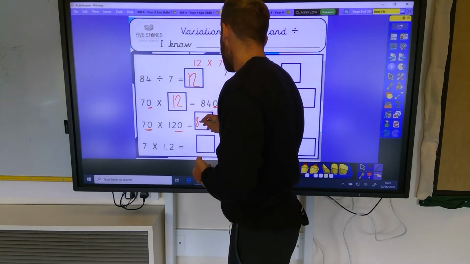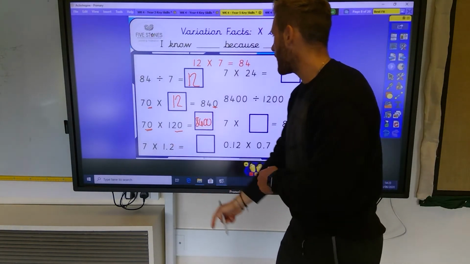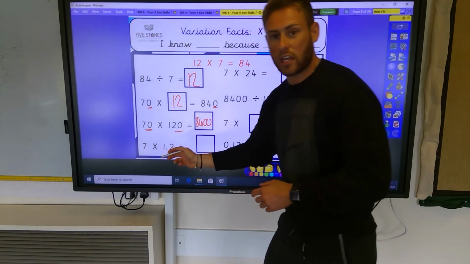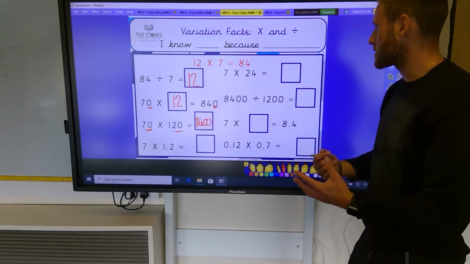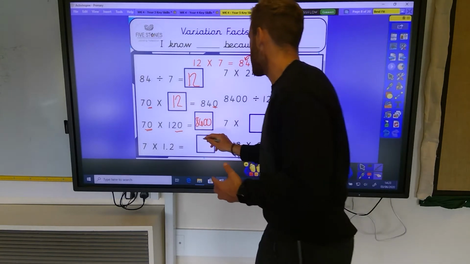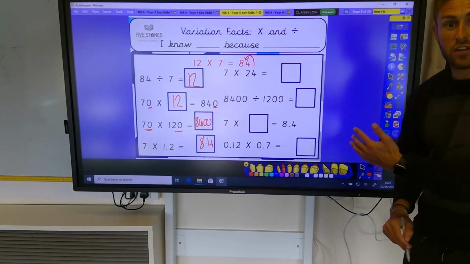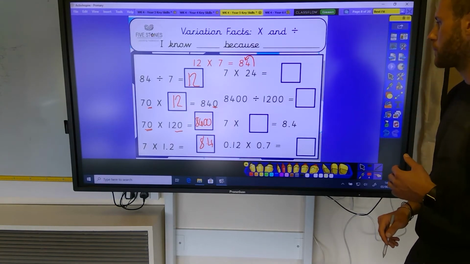So we've got 8,400. Great work. What have we got here? We've actually got a decrease by 10 times. So what's going to happen here? A decrease by 10 times. So we've got 8.4 there. So fantastic, you managed to spot that relationship.